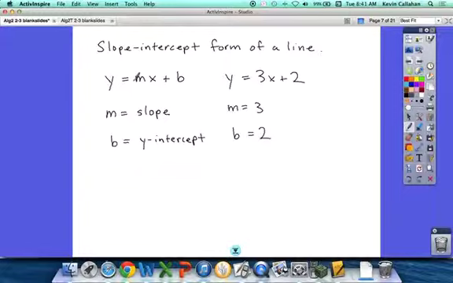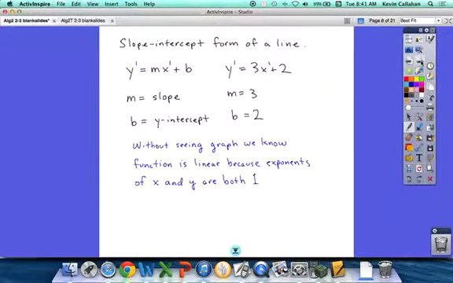What makes the equation a linear equation is that both x and y are being raised to the first power, right? If either one of them was squared, it wouldn't have a graph which is a straight line. So it's this y to the first, x to the first. That's what makes this linear. That's how you know this is going to be linear. So without seeing the graph, we know this function is linear because the exponents of x and y are both 1.